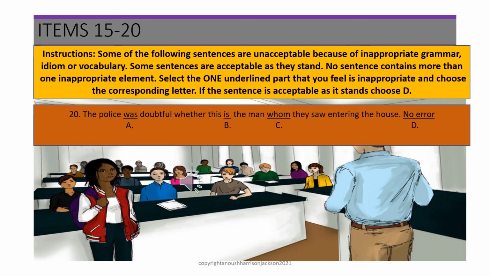Question 20 reads, the police was doubtful whether this is the man whom they saw entering the house. Is it A, was, B, is, C, whom, or D, no error?